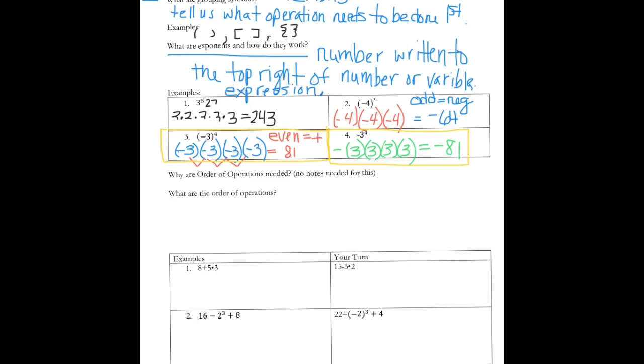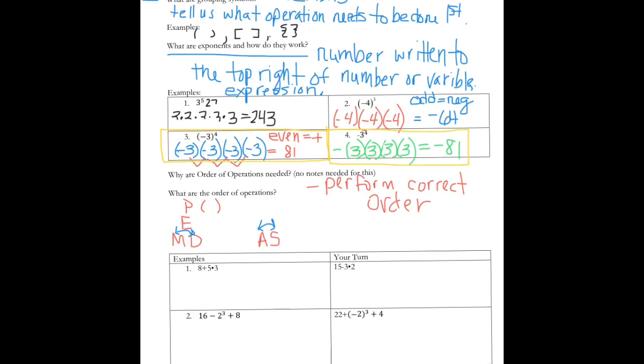So why do we use order of operations? It just lets us perform math in the correct order, right? So what are the order of operations? Well, we said parentheses, exponents, and then you have multiply and divide and add and subtract. The unique thing about multiply and divide and add and subtract is multiply and divide is interchangeable, and so is add and subtract. It happens in the order that they appear.